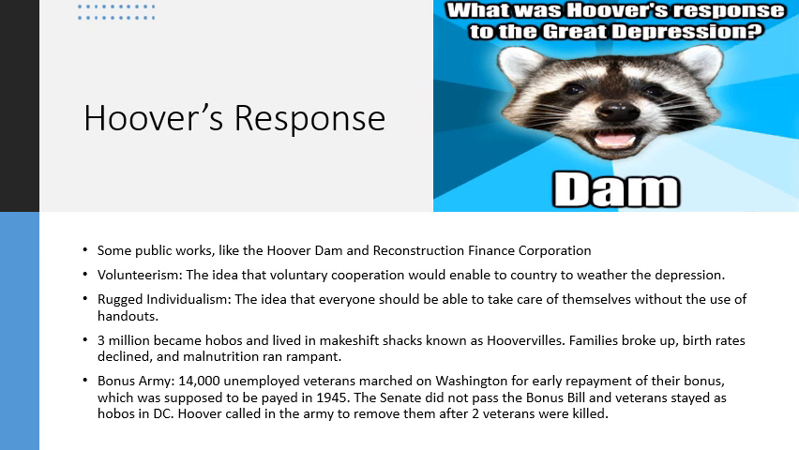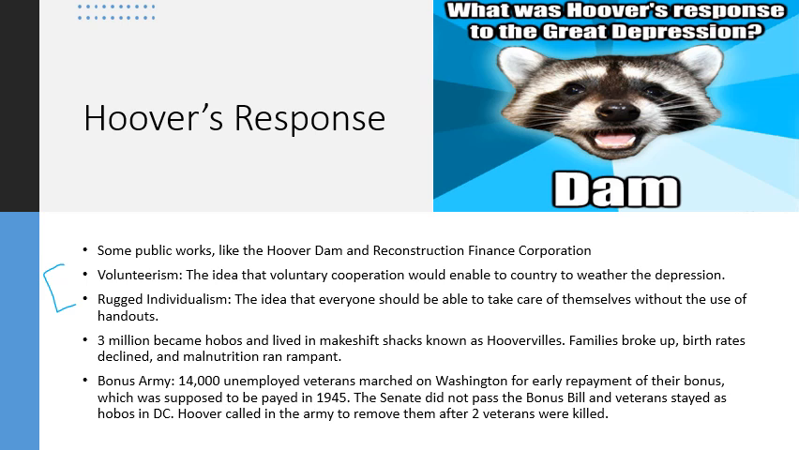So his response is some public works. The Hoover Dam is built in response to the Great Depression. It's to give people jobs. We're also going to found the Reconstruction Finance Corporation. But the two big things that you're going to see during Hoover's presidency are the ideas of volunteerism and rugged individualism. And these are kind of problematic, you guys.